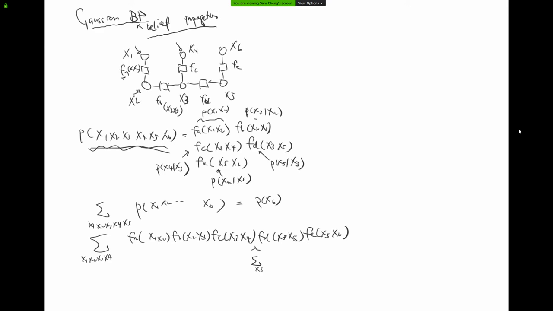Let's say everything is binary, so each of the variables can take two values. Inherently, doing this full sum, we need 2 to the 5 steps for each of the 6 values, so the whole thing is 2 to the 6, like 32 operations in the sum. But if I put fe in here and compute just this part, I will need only 2 to the 3.